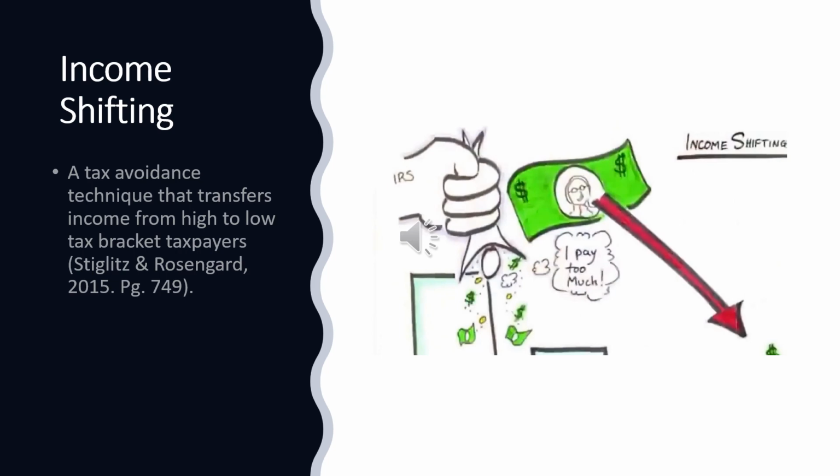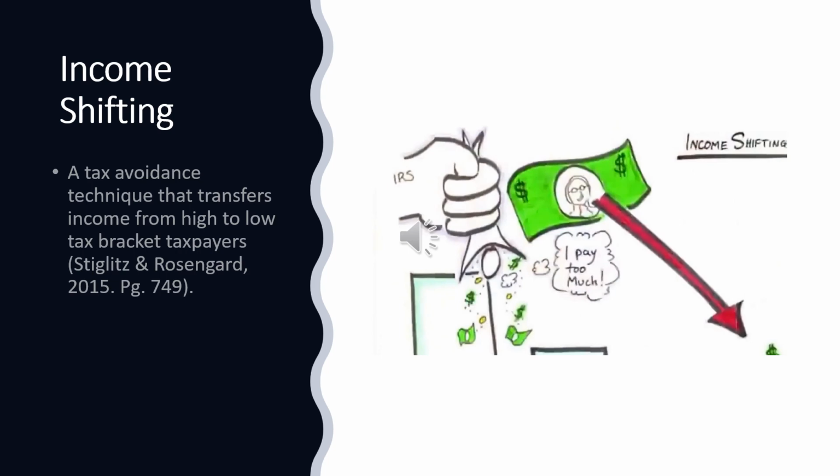The first tax avoidance strategy that I'm going to talk about is income shifting. This is a tax planning technique that transfers income from high to low tax bracket taxpayers. Now, one can use income shifting to reduce the overall tax burden by moving income from a high to a low tax rate jurisdiction.